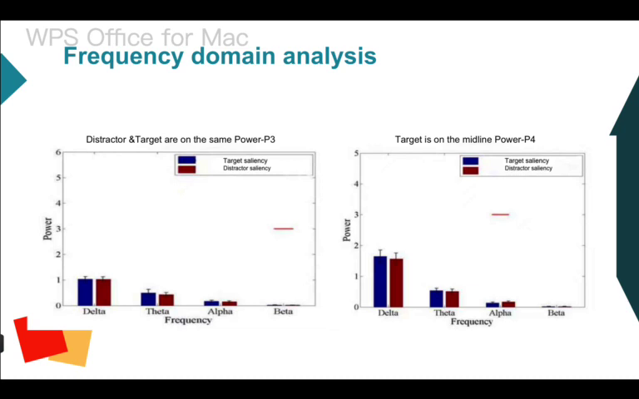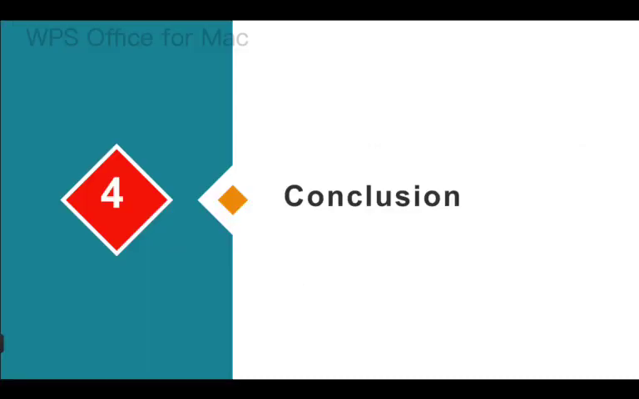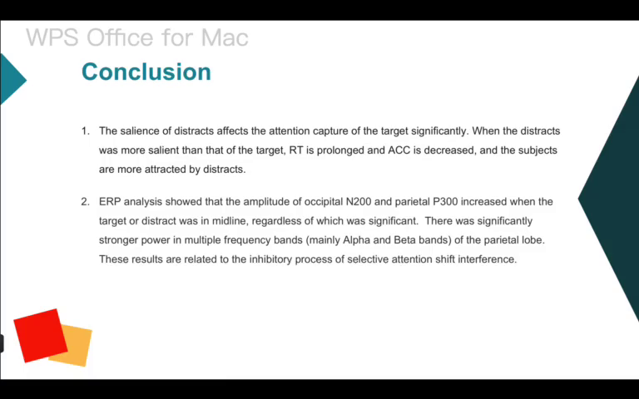In the frequency domain analysis results, there are significant differences in the energy of alpha and beta bands of P3 and P4 channels. This indicates that the significance of distractor and target affect the attention capture of target. And when the distractor is significant, it has a greater influence on the attention capture of target. The salience of distractors affects the attention capture of target significantly.